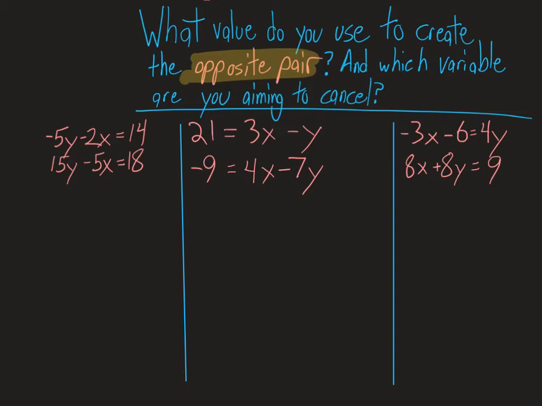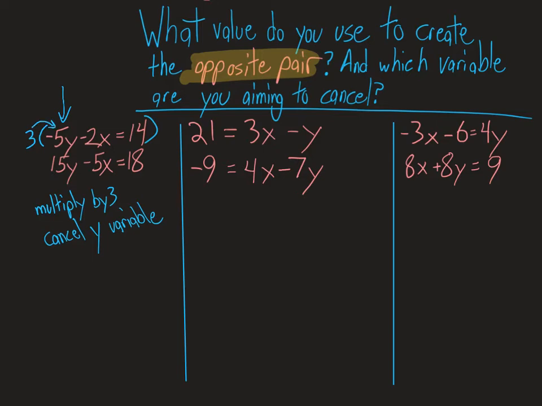If I look at these problems, I'm going to notice with the y's, 5 and 15. 15 is a multiple of 5. So if I multiply 5 by 3, I'll get 15. And since their signs are already opposite, what I'm going to need to do is multiply by 3. I'm trying to cancel the y variable, okay? I'm writing this out just so you guys can see what's going on in my head. This is what you want going on. So I'm going to cancel the y variables by multiplying by 3 here.